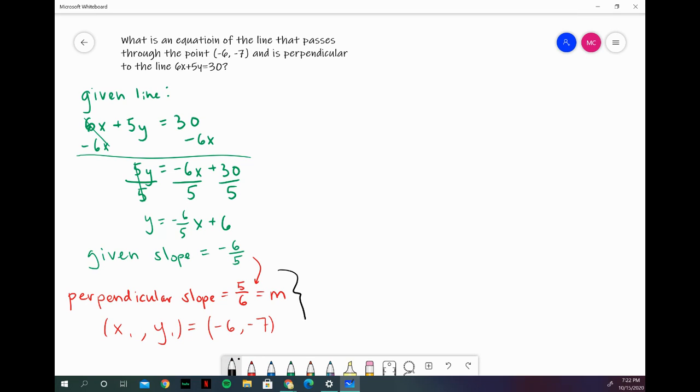And so now I'm going to take this information and plug it in. That was step 2. I know which slope my line is going to have. Now I'm on to step 3. I'm going to plug in the given point and my slope into point-slope form. Point-slope form is y minus y1 equals m times (x minus x1).